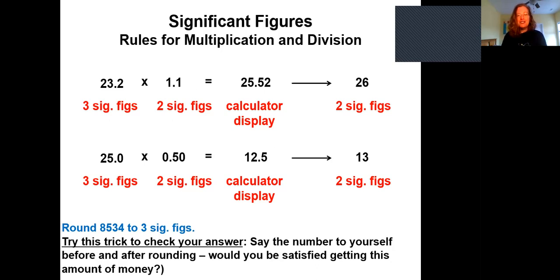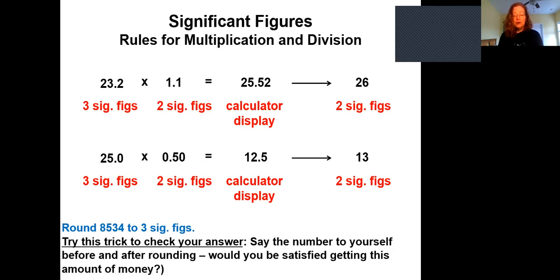So 3 significant figures. I'm going to start at the far left. I'll keep the 8 and I'll keep the 5. I'll take a look at the 3. The 3, should it stay at 3 or should it become a 4? Well, the guy to the right is only a 4. He's not 5 or more. So we're going to keep it 8, 5, 3. That will be 3 significant figures.